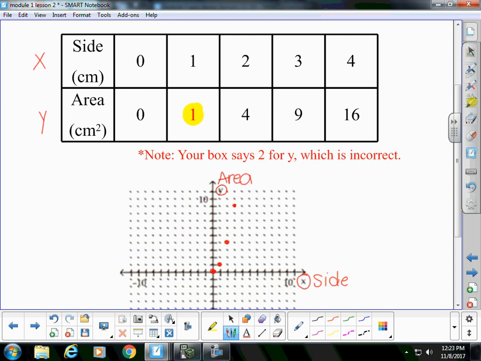And then there's the point 4, 16, which would be off the graph. Over 4, up 16. So that would be way up here, way off the graph. And then, as the direction said, we're going to make a smooth curve through those points. It would end up looking something like this.